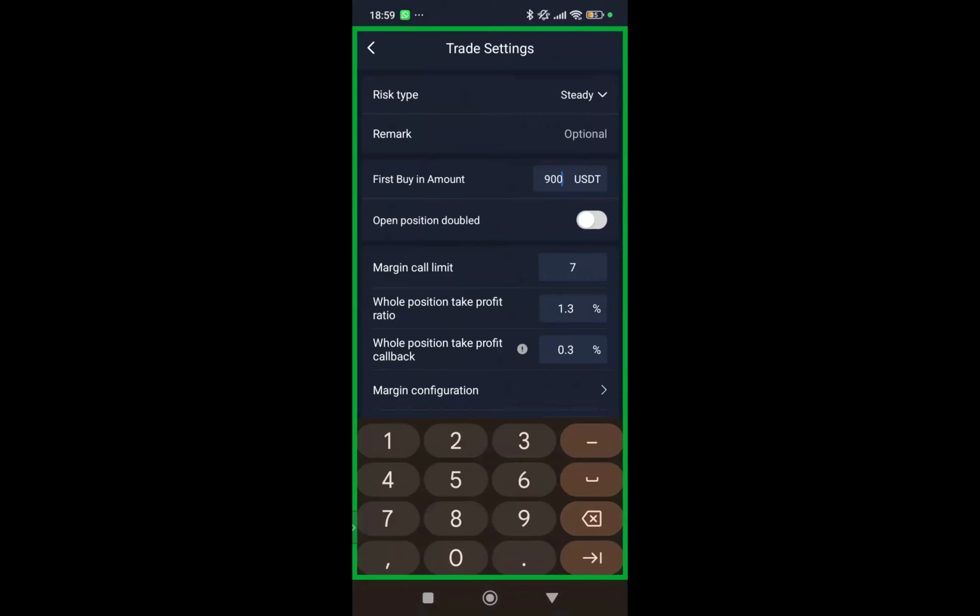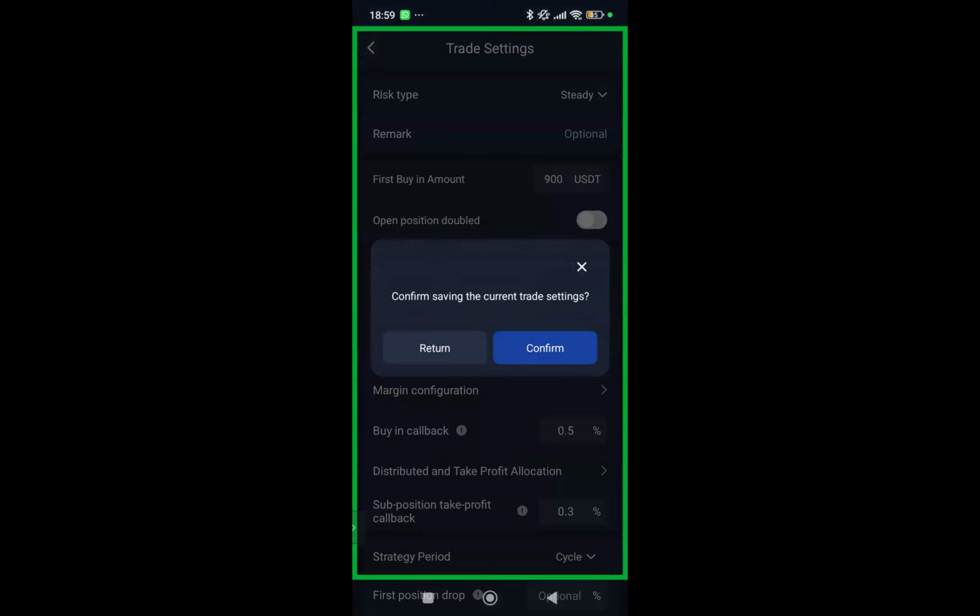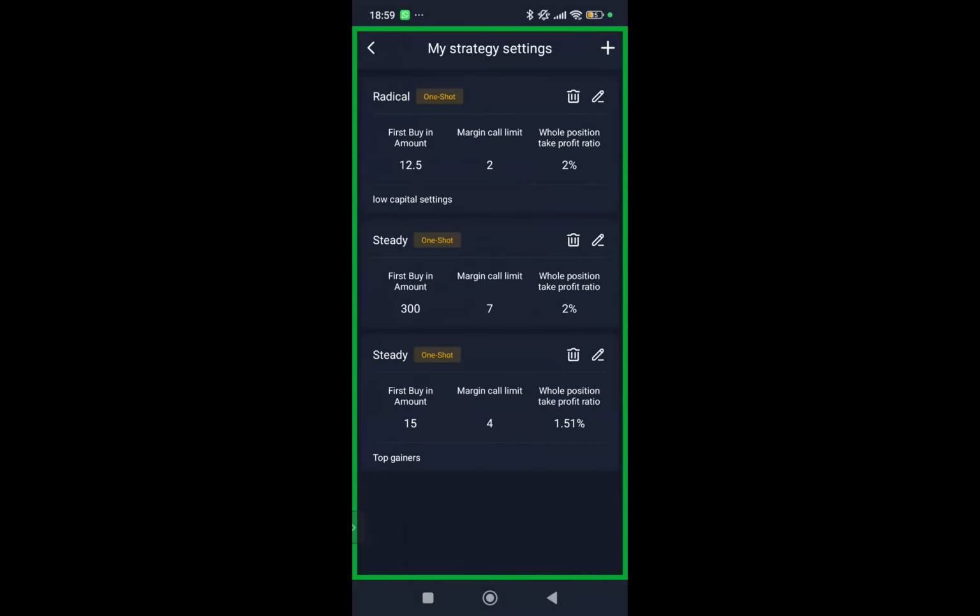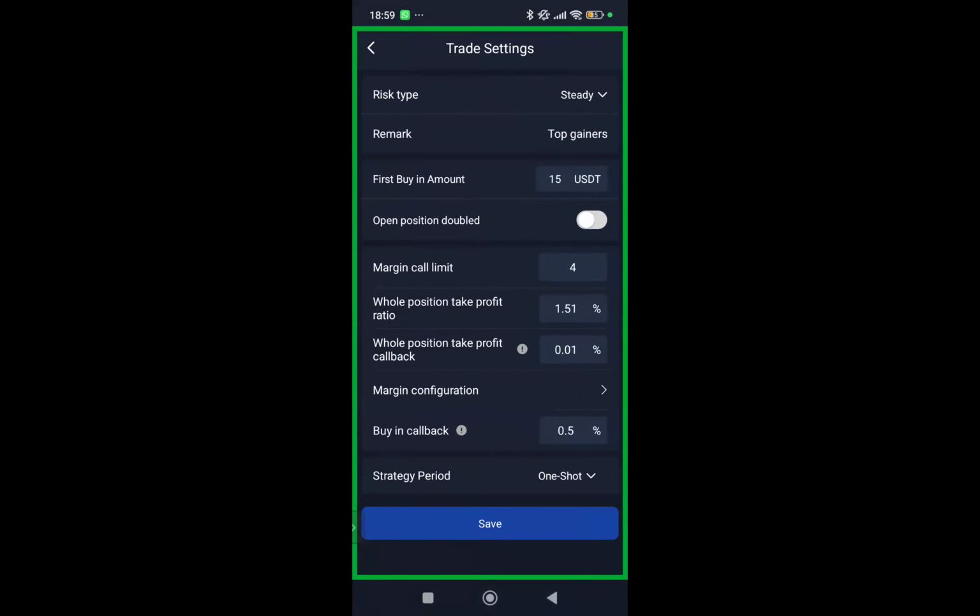900. No, but are you sure you're in the right one? Go back. Don't save, because I'm seeing 7. Just say return. Don't save. Go to the one with 4 margin call limits. This one, that's the one with FBA 15 at the bottom. So put the 900 there.